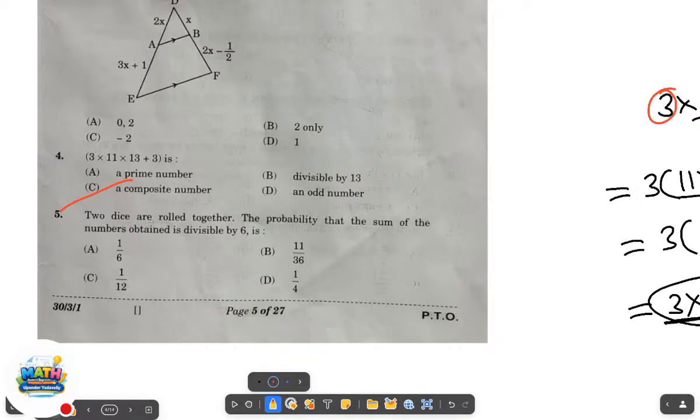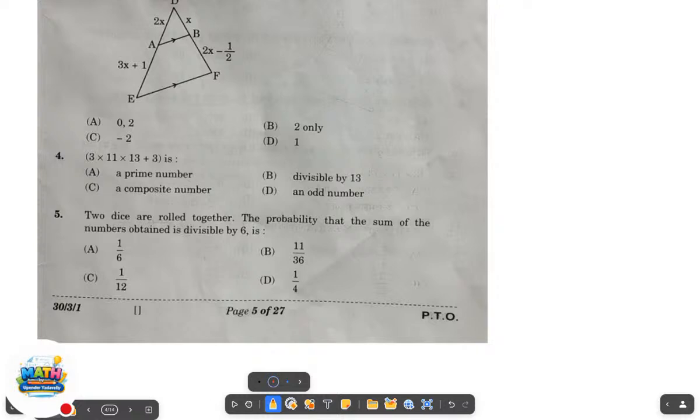Next is the fifth question. Two dice are rolled together. The probability that the sum of the numbers obtained is divisible by 6. We know that when two dice are rolled, we will have 36 outcomes, from 1 comma 1, 1 comma 2, 1 comma 3, up to 6 comma 6. So let's check for the answers. What are the outcomes which will give a sum divisible by 6?